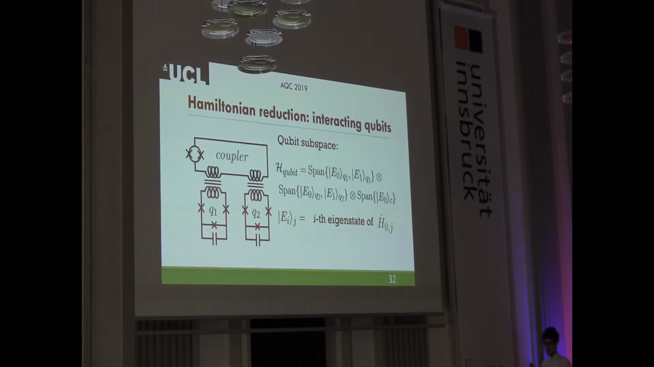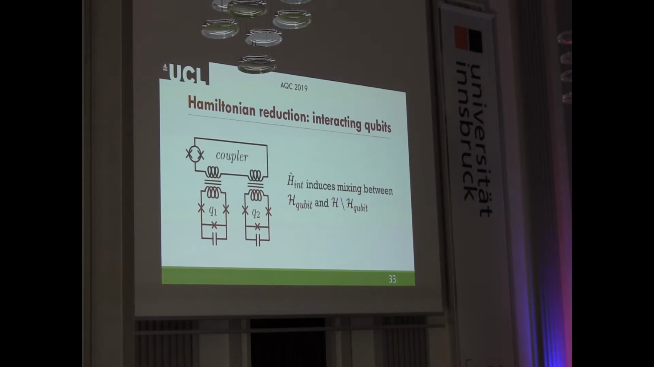So just like for single qubits, we would like to define the qubit subspace as that space spanned by the two lowest energy eigenstates of the qubits. And in this case, we want to take the outer product with the ground state of the coupler, right? The problem is that when we introduce interactions in the problem, the states inside the just defined qubit subspace are mixed with states in its complement. So we need a way to separate, to retrieve the original qubit subspace.